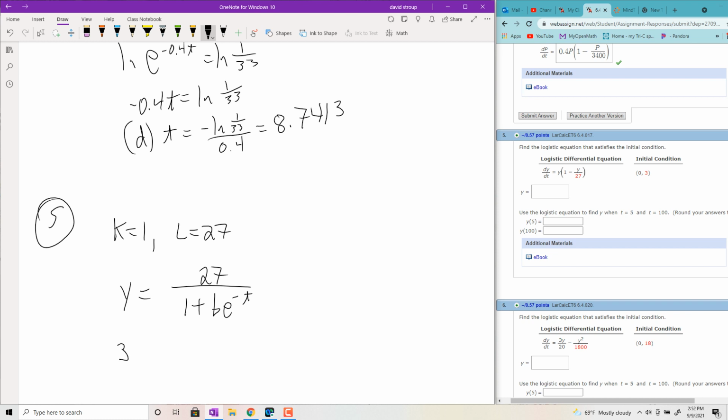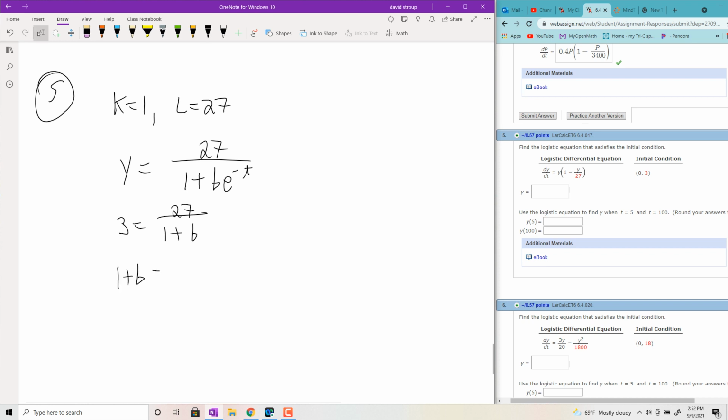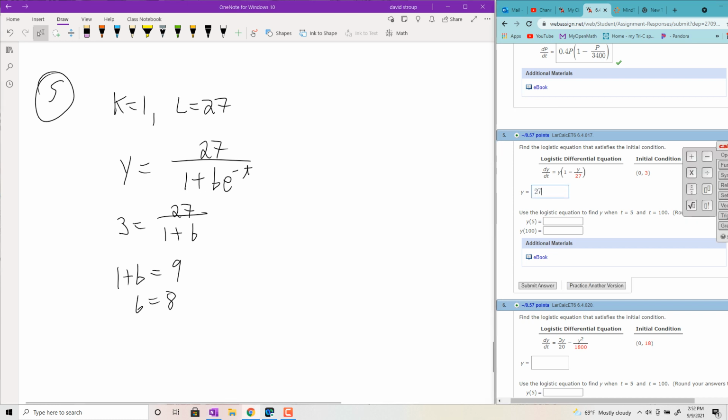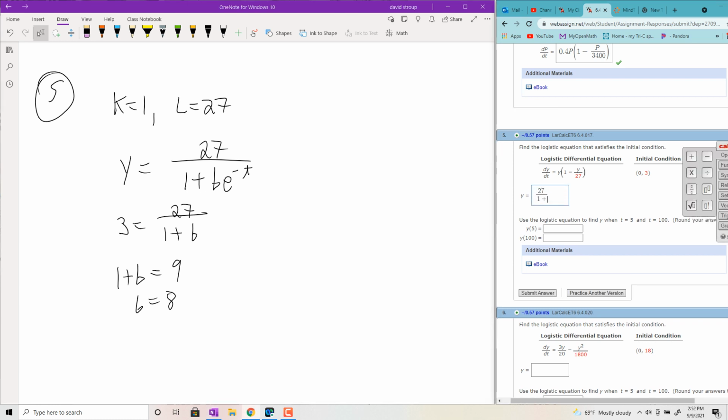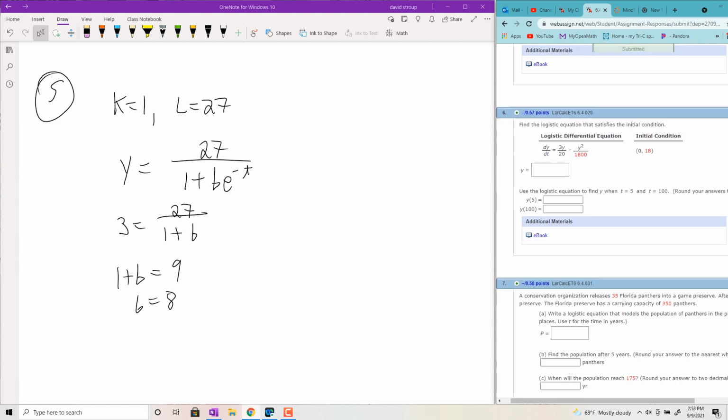So that'd be 3 equals 27 all over 1 plus b e to the 0. e to the 0 is 1. So you get 1 plus b equals 27 divided by 3, which is 9. So b is 8. So you get 27 all over 1 plus 8e to the negative t. Then you just use that equation for y of 5 and plug 5 into that equation, plug 100 into that equation. No big deal there.